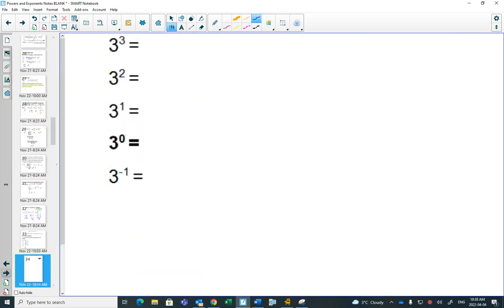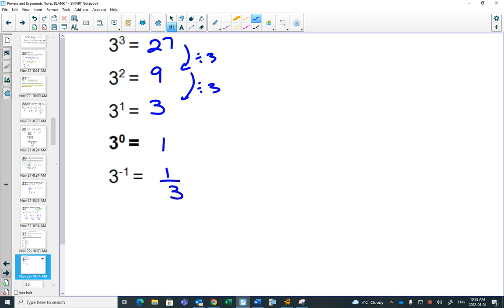If we do the same thing with 3, 3 cubed is 27, 3 squared is 9, 3 to the 1 is 3. What's the pattern? We're dividing by 3 each time. So 3 to the 0 is 1, and 3 to the negative 1 is 1 over 3. So the zero exponent law says if you have an exponent of 0 to any base, does it make sense that it's going to equal 1 no matter what? So if I said, what is 5 to the 0?